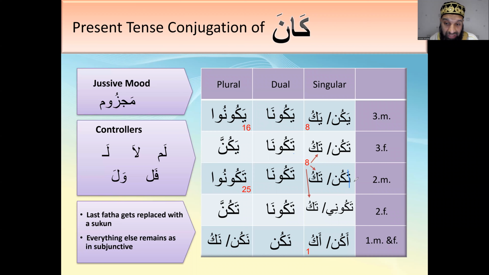Then you look at the next letter. If the next letter starts off with a sukun, you can't start off a word with sukun, so you have to put an alif. But we don't need to put an alif. Why? Because there's no sukun on there. Yeah, there's a dhamma. You start off a sentence with dhamma. So kun is your answer. Kun fayakun, be, and it is.